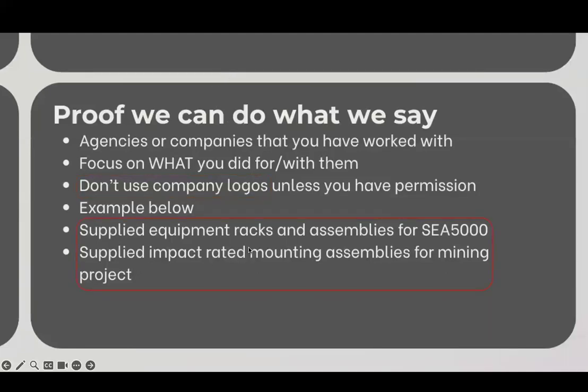So some examples: you supplied equipment racks and assemblies for C5000. Now, a program with that sort of number in it is a huge program. It's going to be hundreds of millions of dollars, if not billions of dollars of investment. Great. If you only had a small part in that, that's fine. It means you've worked in the ecosystem before.